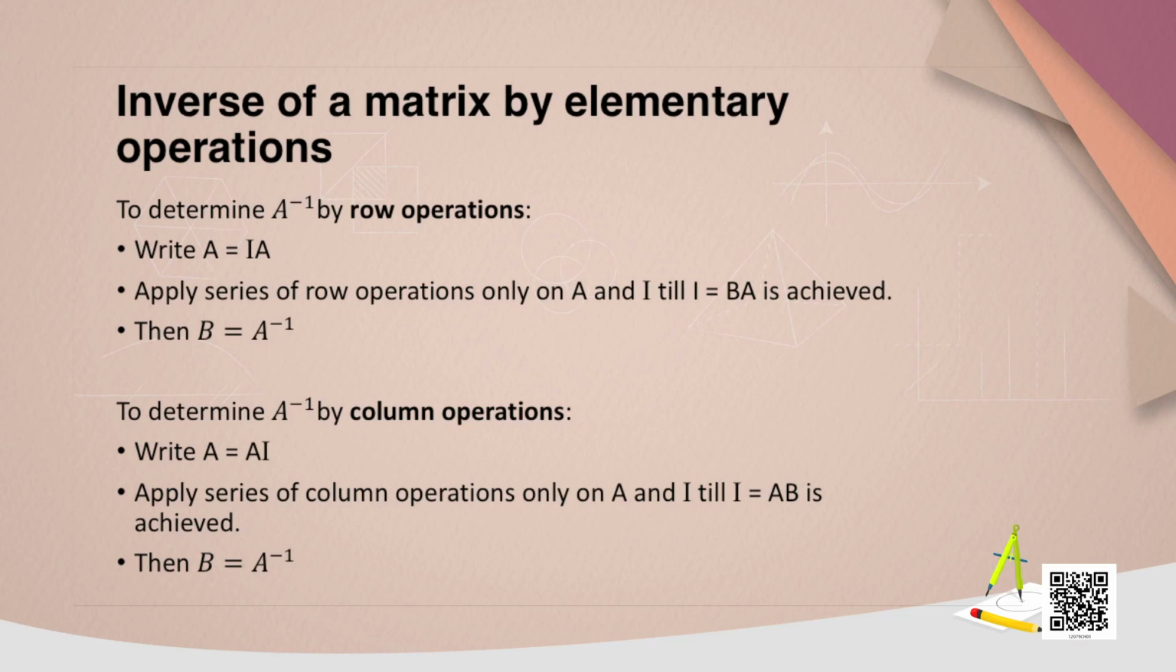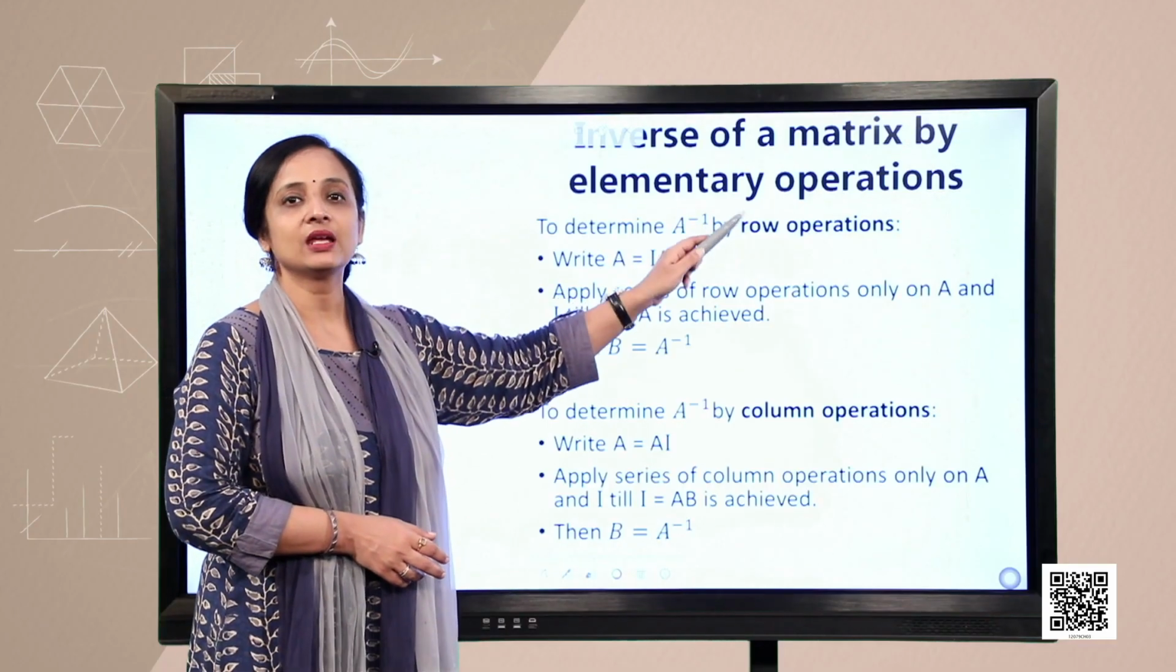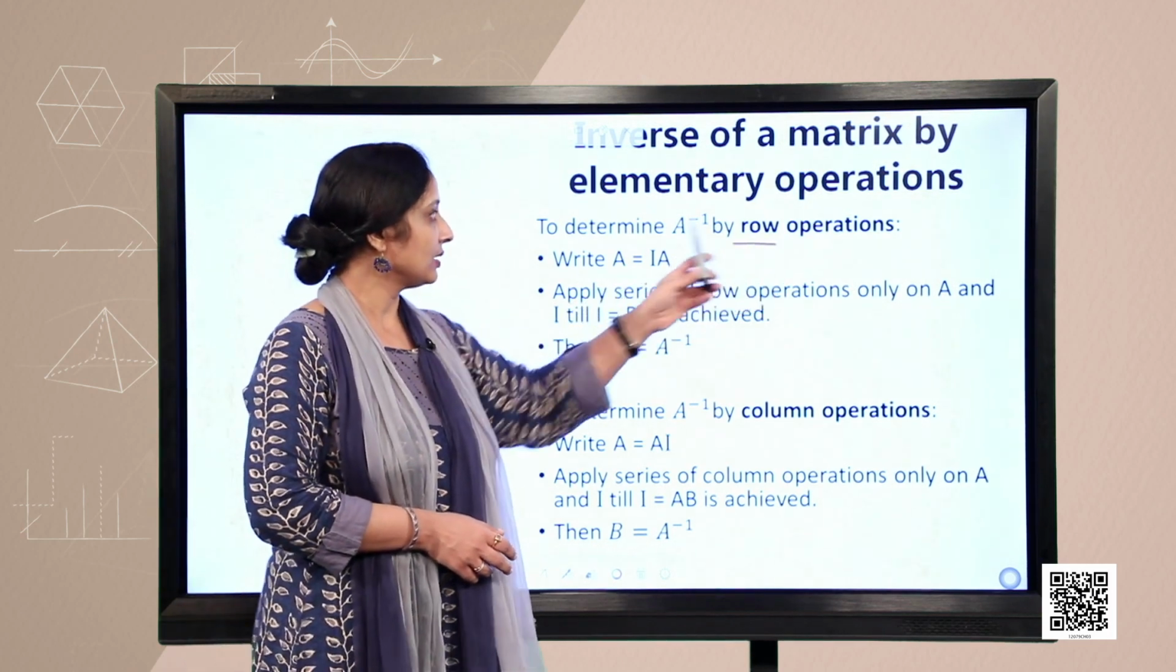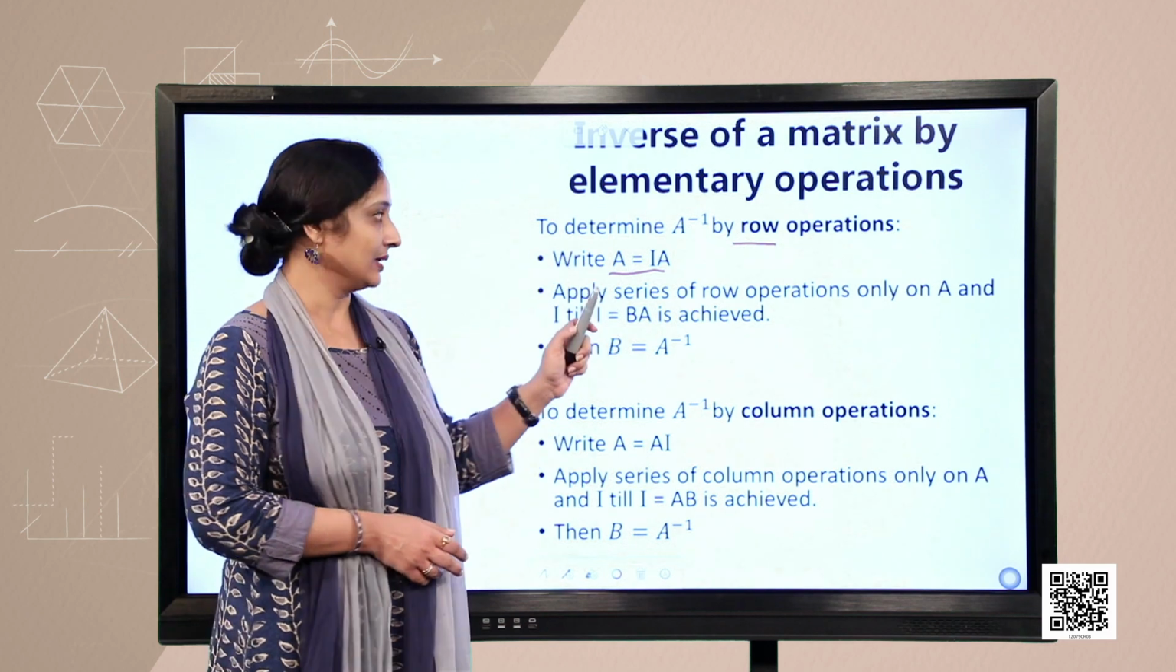So inverse of a matrix by elementary operations. What should be the steps to be used? If we have to determine A inverse by row operations, then you start by writing A is equal to IA.